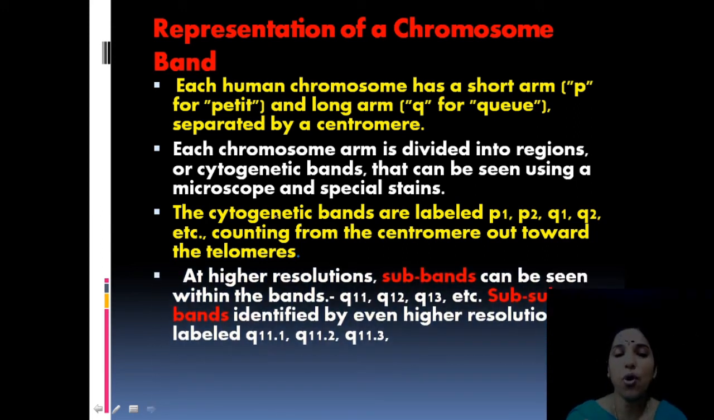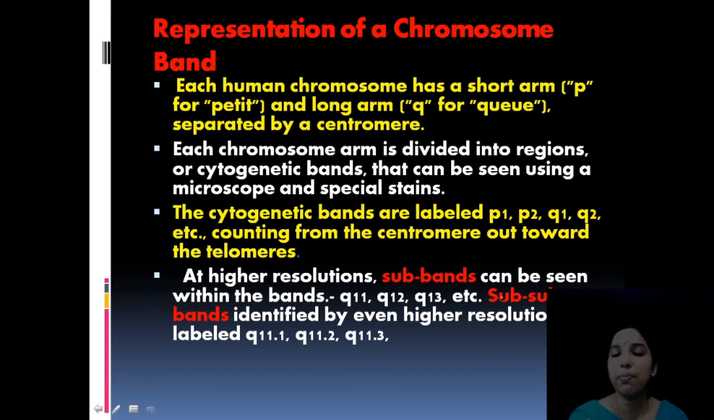Now, at a higher resolution, you can observe sub-bands. Okay. Sub-bands are also observed within the bands. That is represented as: if it is the P1 band, its sub-band is P11. Okay. The Q1 band, its sub-band is Q11. Likewise, the Q1 band has sub-band Q11, and other sub-bands Q12, Q13, etc.